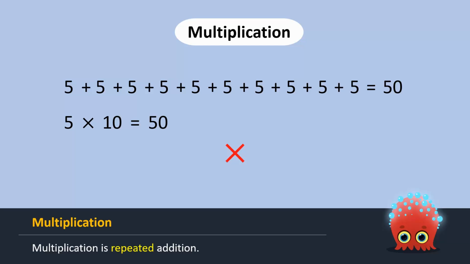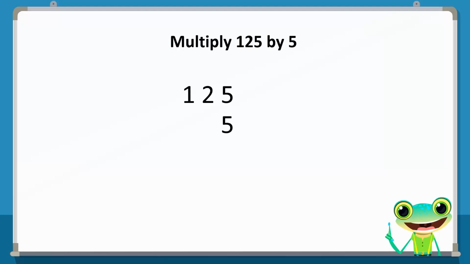Let's take a look at a few examples to explain the concept of multiplication further. Let's take 125 times 5. This is a 3-digit number times a single-digit number. First, place the numbers on top of each other. In multiplication, the order of numbers does not matter. This means we can put whichever number on top or at the bottom. But it is better to put the bigger number on top to make multiplication easier.